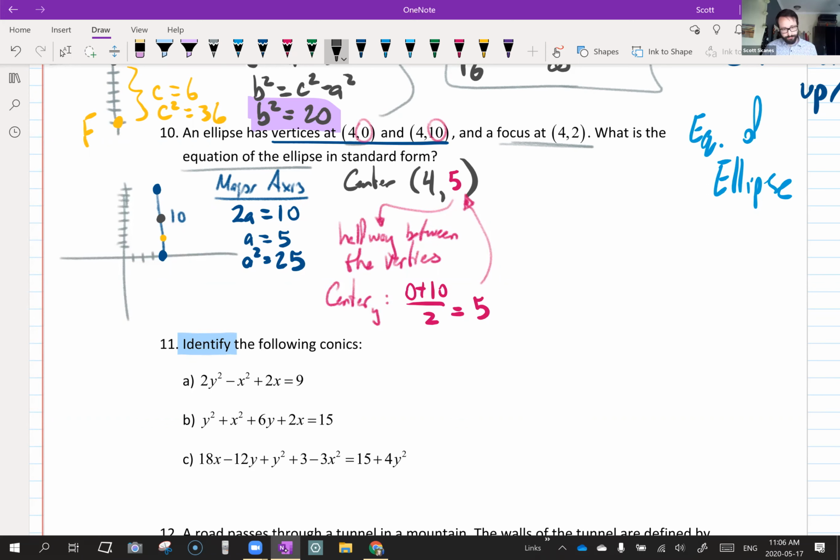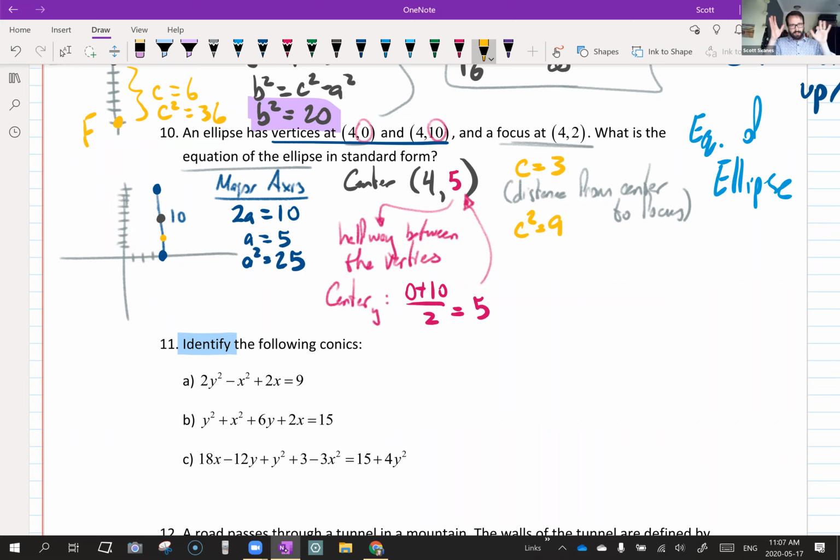Now, what's B? Well, first of all, what's C? I can look at the diagram and figure out C. I know that my focus is at 2. I know my center is at 5. So C must be 3. How do I know that? The distance from the center to the focus. If I know C, then I can get C squared. Now, if I know C squared and A squared, I can get B squared.